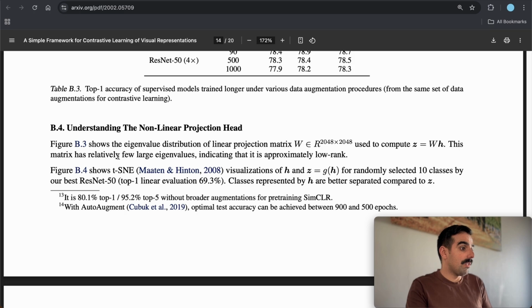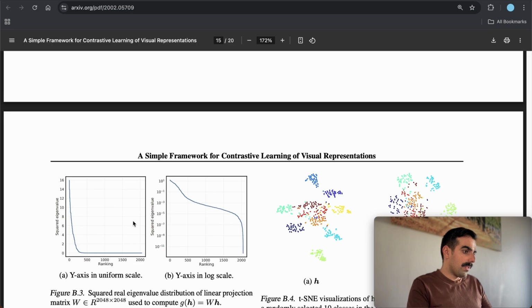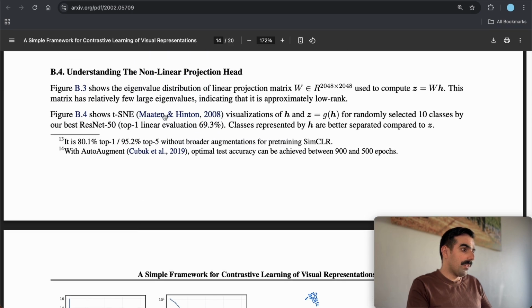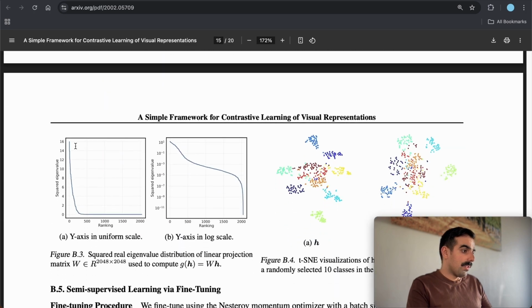The matrix has relatively few large eigenvalues, indicating it's approximately low rank. So these are the eigenvalues, and they're talking about a few large eigenvalues. So they're talking about this drop here. So the eigenvalue starts at a very high value, then it drops here.